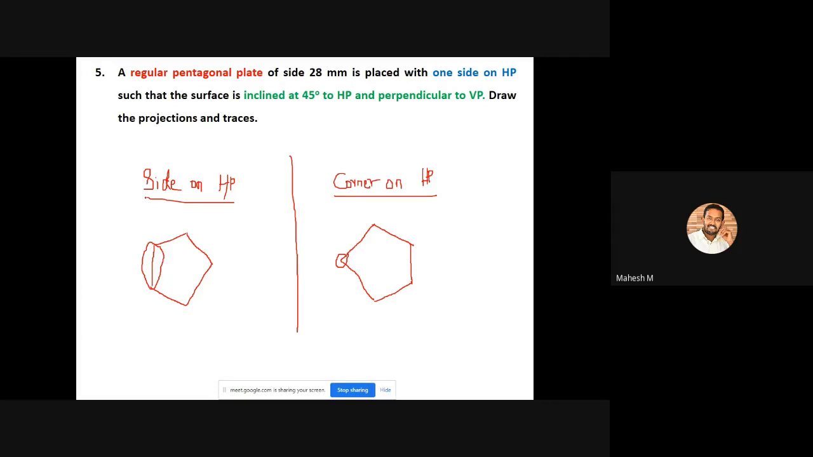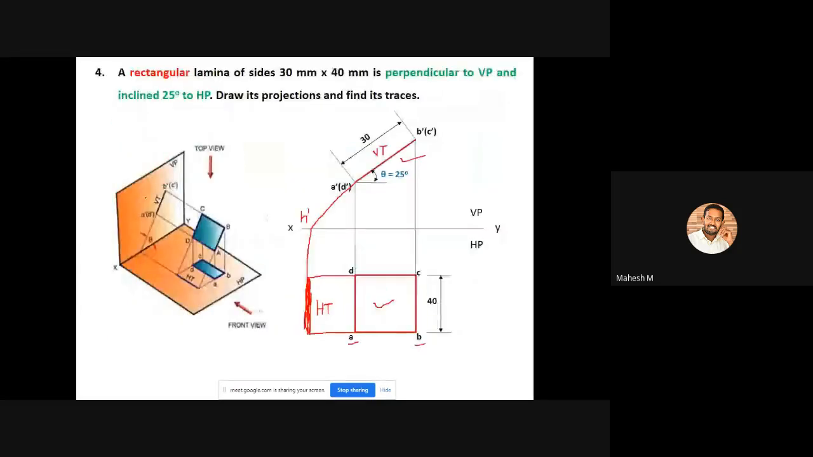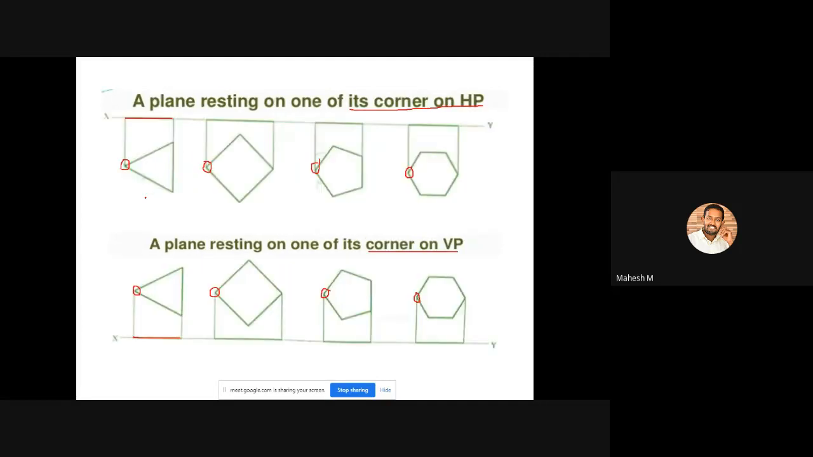Okay. So for today's classwork, you have to solve the 4 problems, that means up to this. So first problem, second problem, third problem, and fourth problem. After that, you have to draw the diagram for these 4 conditions. The first condition is a plane resting on one of its base side on HP. The second condition, a plane resting on one of its base side on VP. Here, a plane resting on one of its corner on HP, and a plane resting on one of its corner on VP. There is no dimension for this diagram.